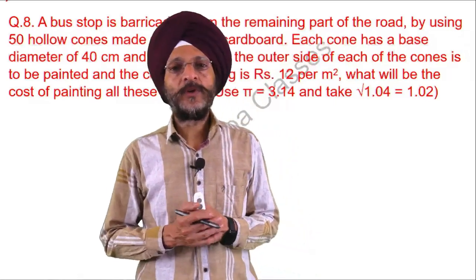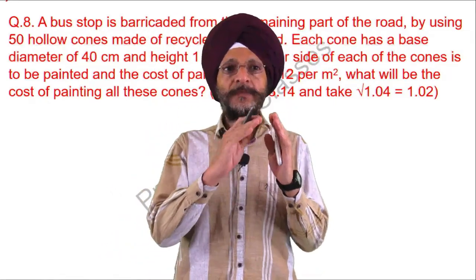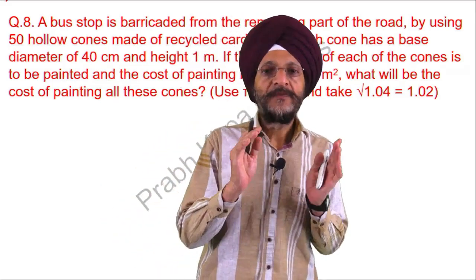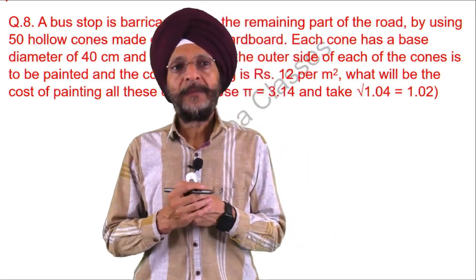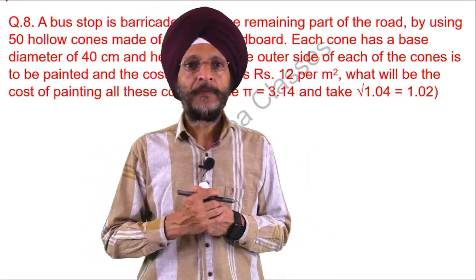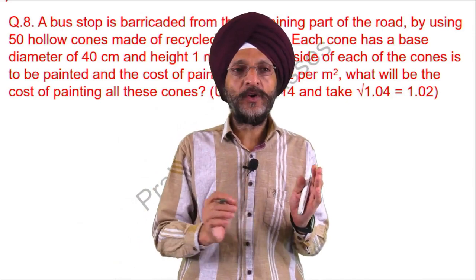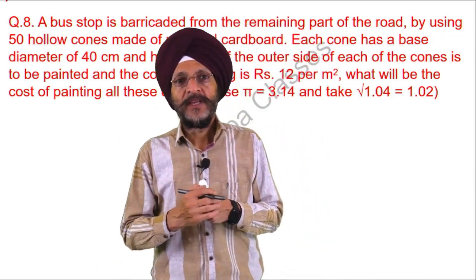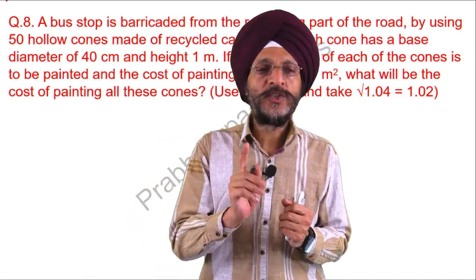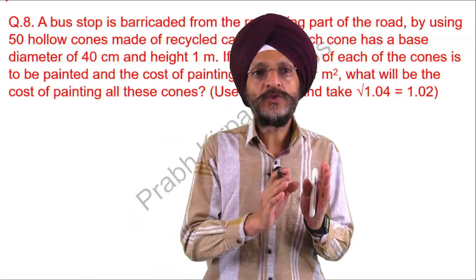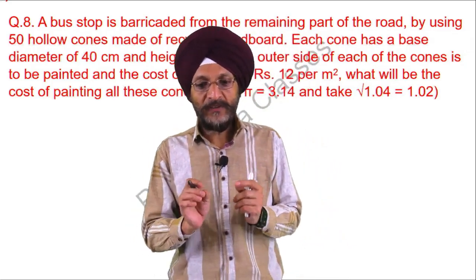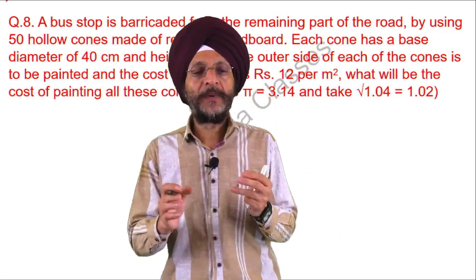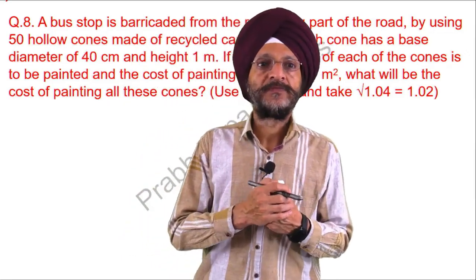Now the question before us is: a bus stop is barricaded from the remaining part of the road by using 50 hollow cones made of recycled cardboard. Each cone has a base diameter of 40 centimeter and a height of 1 meter. If the outer side of each cone is to be painted and the cost of painting is 12 per square meter, what will be the cost of painting all these cones?